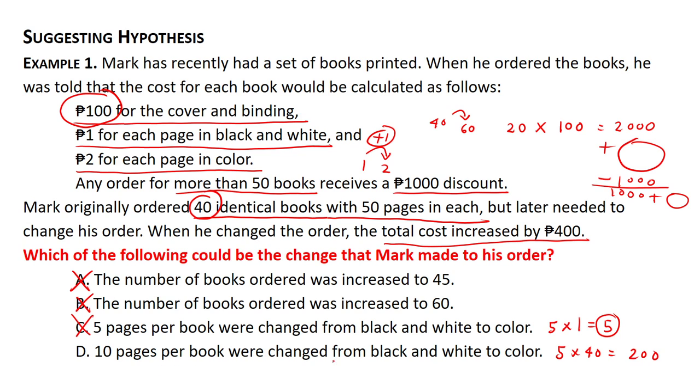If 10 pages from each book were changed from black and white to colored, again, the increase for each change is 1 peso. From 1 to 2, the increase is 1 peso. And you change 10 pages. So that means for each book, the cost will increase by 10 pesos. Again, we have 40 books in total. So the total change will be 400, which is what we want.